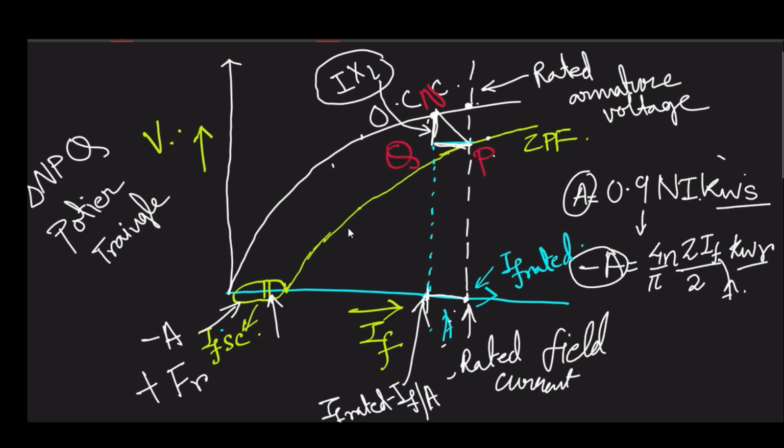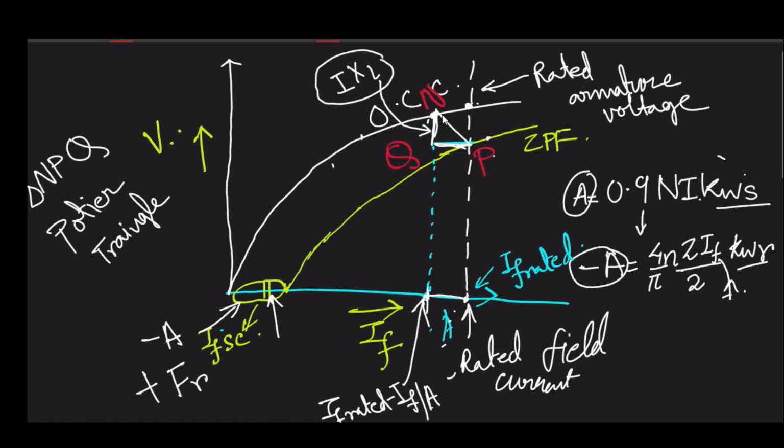Then from that P, if you draw a line that is parallel to your horizontal line or IF line, and magnitude wise it is equal to your full load armature reaction MMF, then that gives us another point Q. Now from that point Q, if you draw a line perpendicular to IF, you will get a point that indicates that if you allow flow of this much current, you will get a current that is IF rated minus IF corresponding to that full load armature reaction MMF, this point.